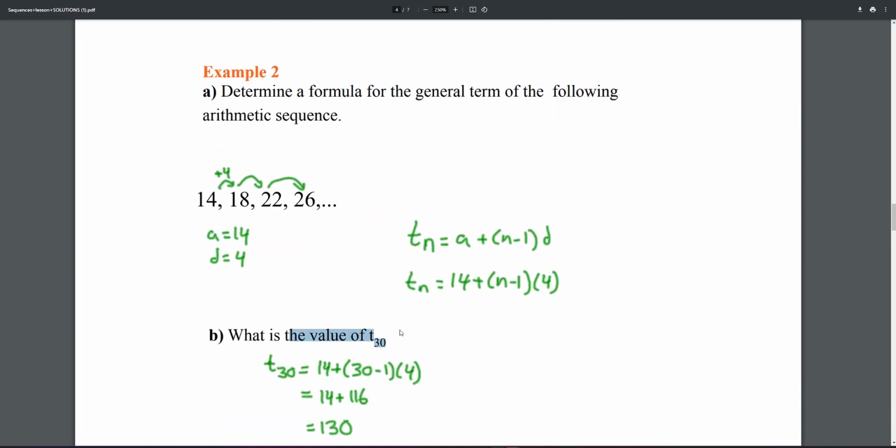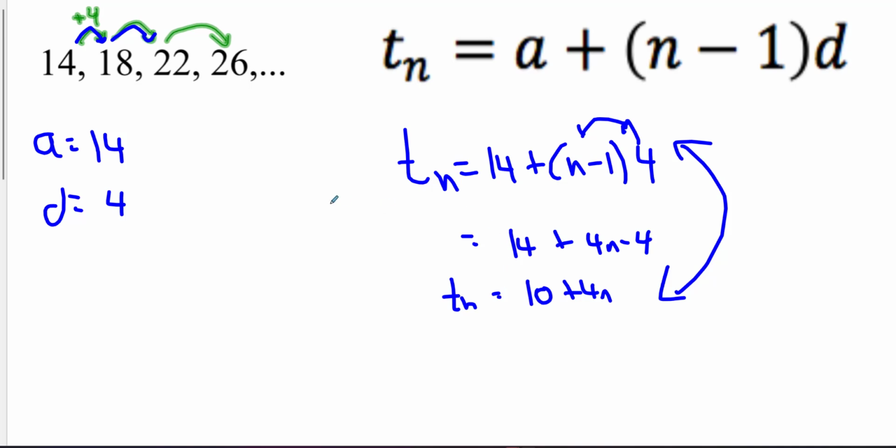And now they're asking what is the value of T30? So T30 means what's the 30th term? And there's two ways of doing this, or at least two ways. 14, 18, 22. So this is obviously the first term, the second term, the third term, the fourth term, 5, 6, 7, 8, 9, 10. And we can take the pattern and go all the way up to 30. And that's one legitimate way. But remember, that's just tedious. We don't want to waste our life handwriting patterns when we have a nice equation.